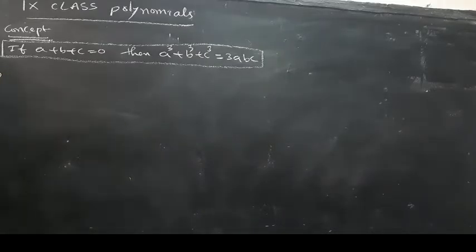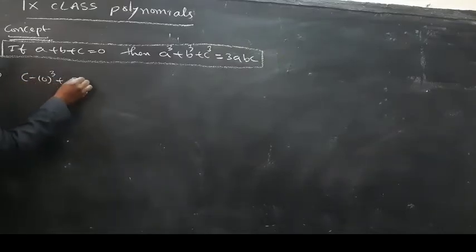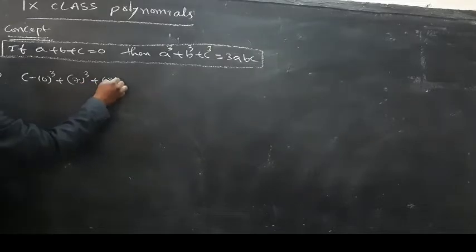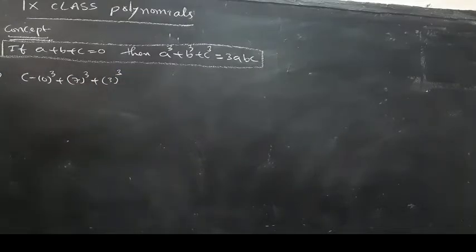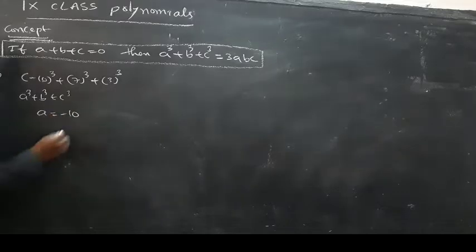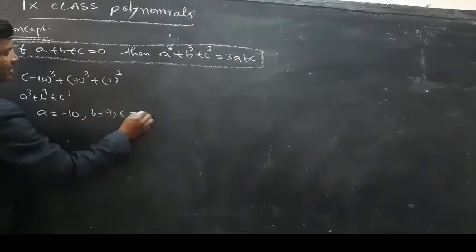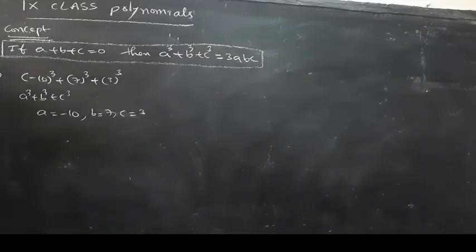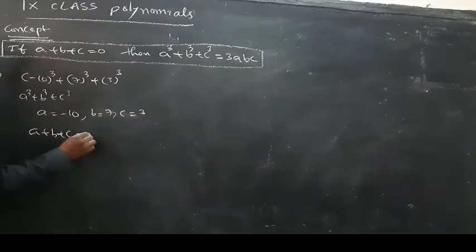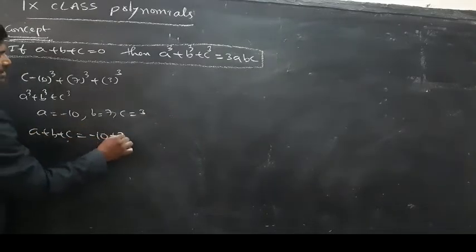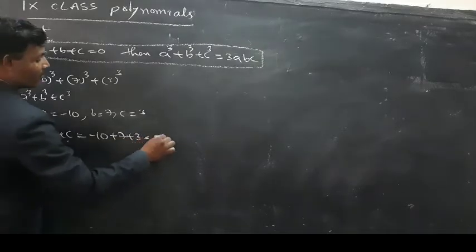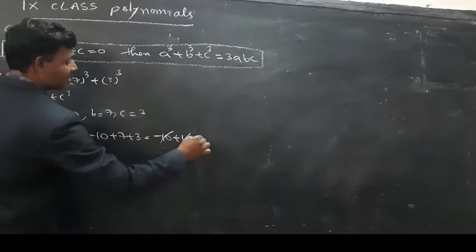What is the first question? Find the value of minus 10 whole cube plus 7 cube plus 3 cube. If you compare with a cube plus b cube plus c cube, a is minus 10, b is 7, c is 3. Now check a plus b plus c. Minus 10 plus 7 plus 3, that is minus 10 plus 10, equal to 0.